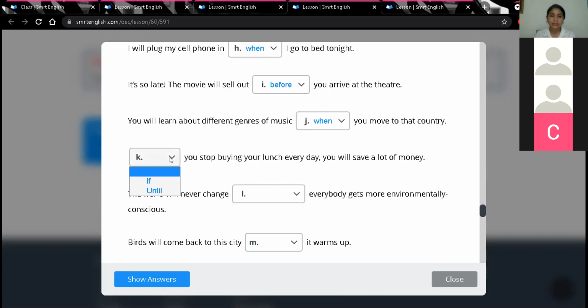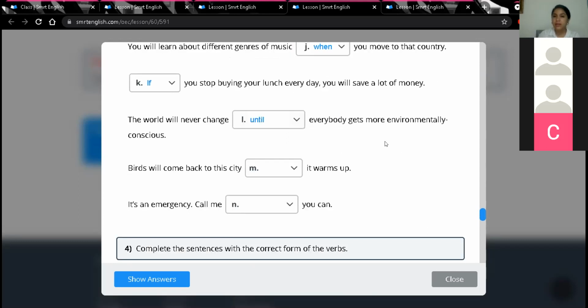Gabriela? If you stop buying your lunch every day, you will save a lot of money. Yes, this is a real possibility, so perfect with if. Alberto, letter L. The world will never change until everybody gets more environmentally conscious. Excellent. Very good. Teacher, can we use both here or not?